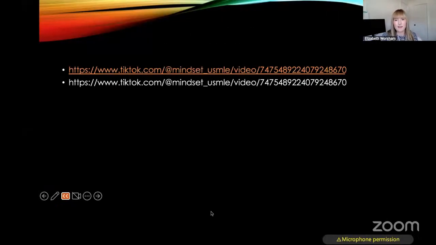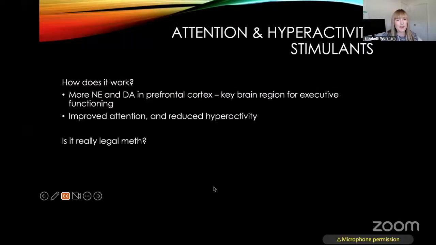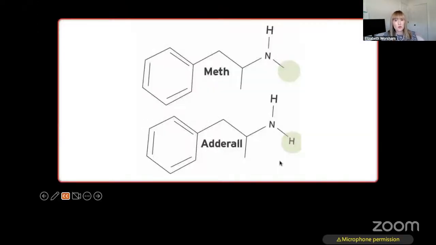Okay, so next slide. How do they work? We talked about that. The whole end game is we need to make the brain circuits work for children with autism spectrum. We need more catecholamines to make it work. And this will improve attention and reduce hyperactivity. And you may be thinking, is this really legal meth? Well, you're not too far off.